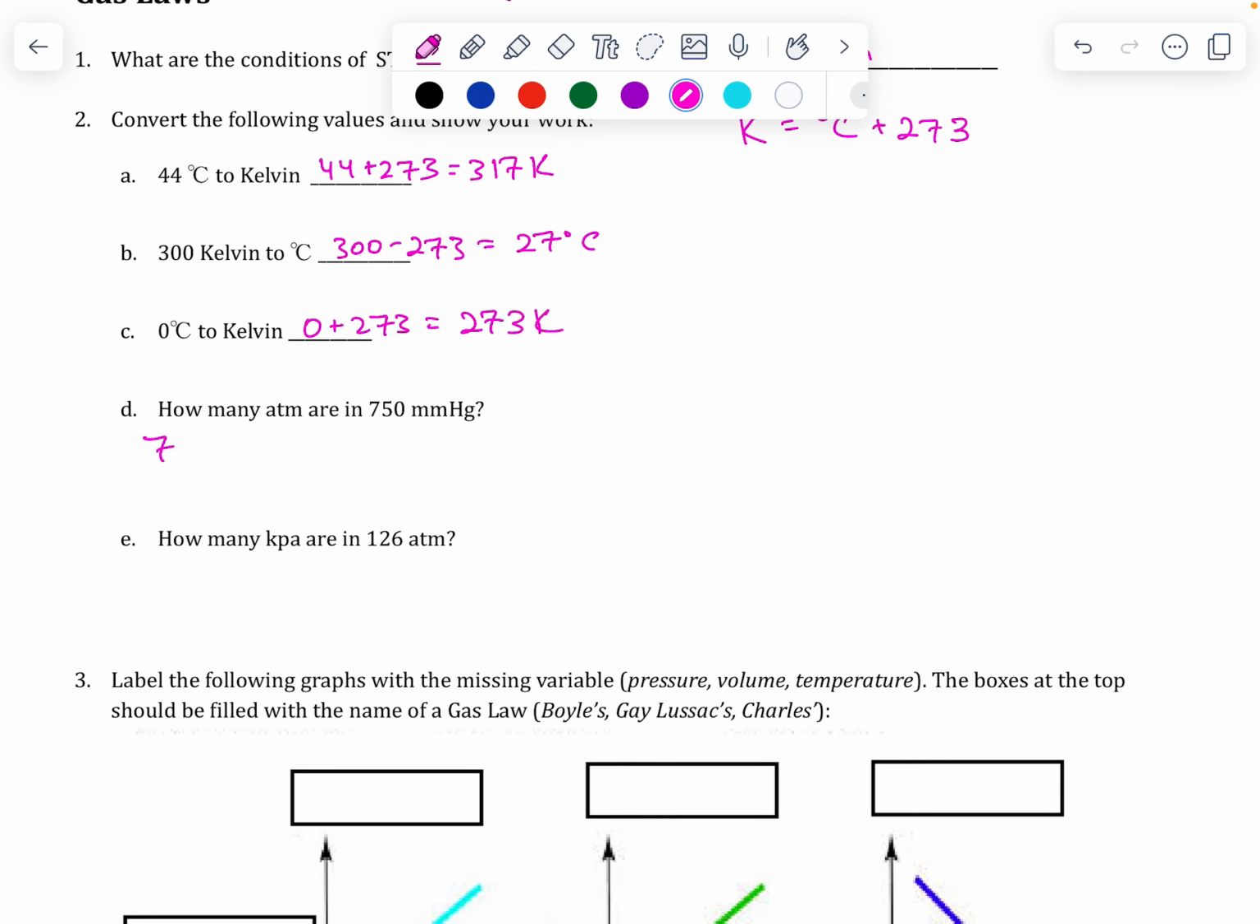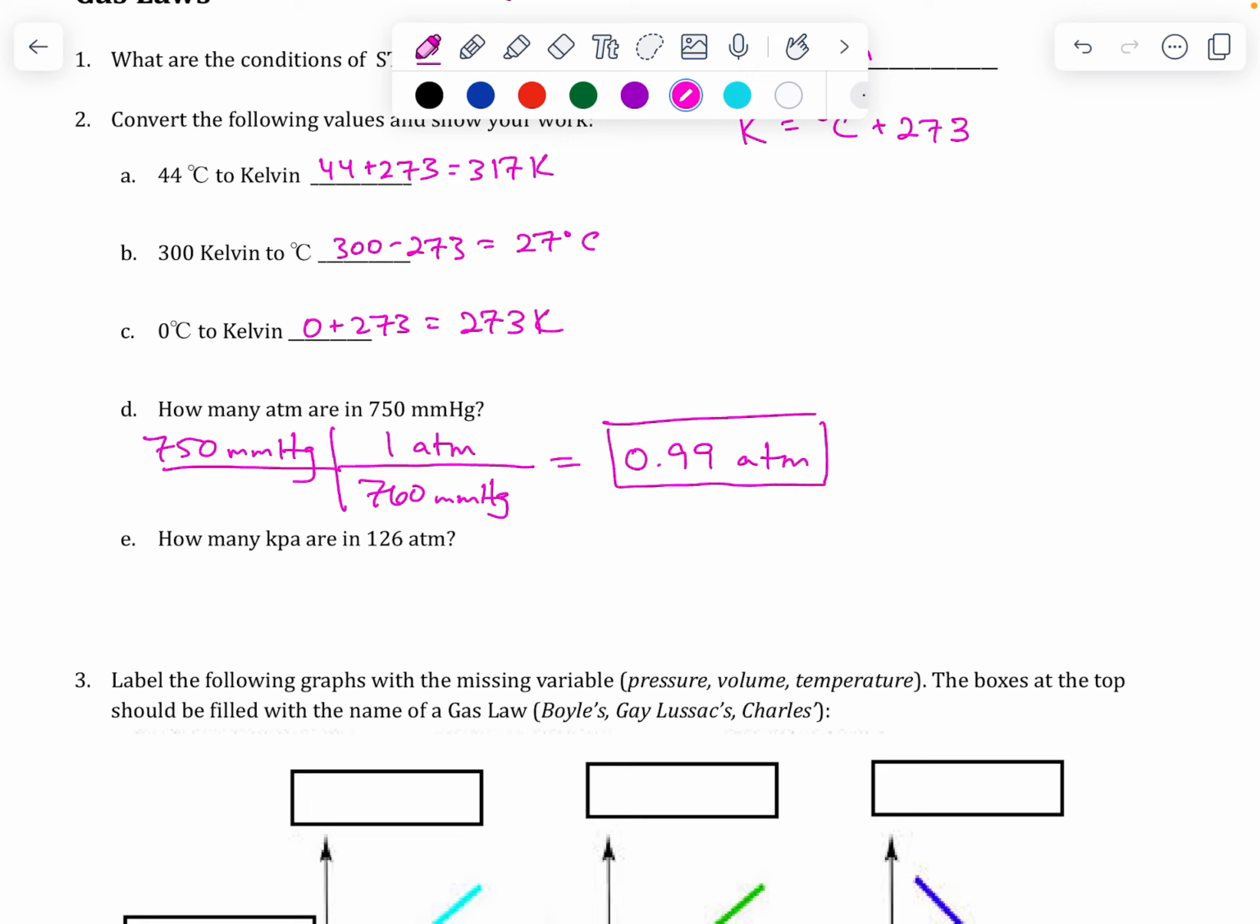How many atmospheres are in 750 millimeters mercury? Well, I know that there are 760 millimeters mercury for every 1 atmosphere. And then I go through and I get 0.99 atmospheres there.